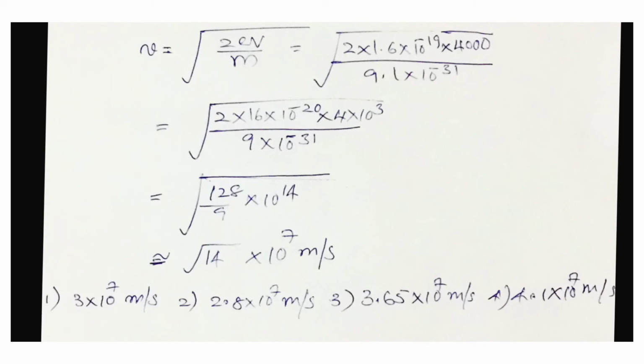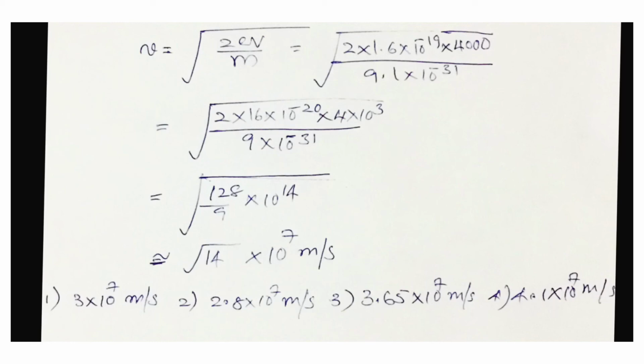If you apply the simple logic, your value is root 14. So definitely it should be more than 3. So options of 3 and less than 3 are not valid. Similarly, your under root value is more than 9 but less than 16, so it definitely tells you that it cannot be more than 4. So the only option left is 3.65 into 10 power 7 meters per second.